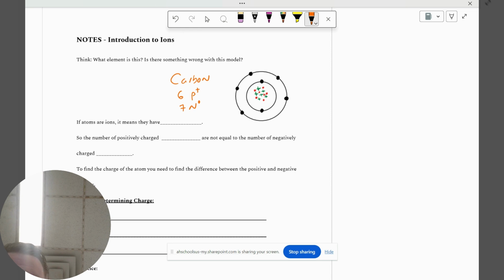Okay, so what's weird about this? What's wrong with it? So yesterday we said the electrons and the protons are the same, correct? But they're not. They're not here. The positives are not equal to the negatives. And that's how we call an ion. So if an atom's an ion, it means that they have charge. The positively charged protons are not equal to the negatively charged electrons.